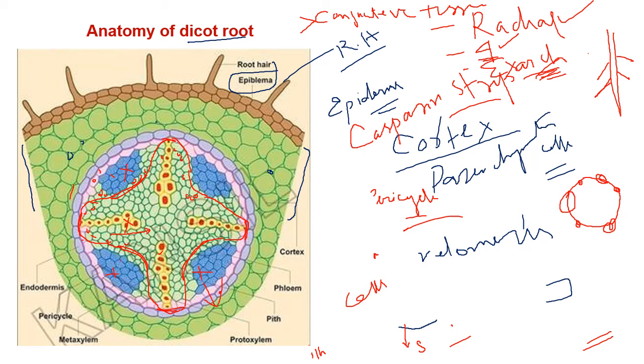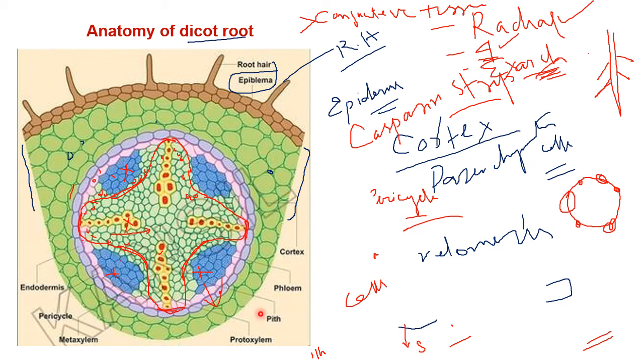Right now we have to focus on the anatomy of the dicot root. Anatomically, if you look at the dicot root, you have the outermost layer, the epidermis, and some cells of the epidermis may protrude out as root hairs. Inside the epidermis, you have a region of parenchymatous cells with large intercellular spaces. The cells are thin walled, completely parenchymatous, and it is known as cortex.